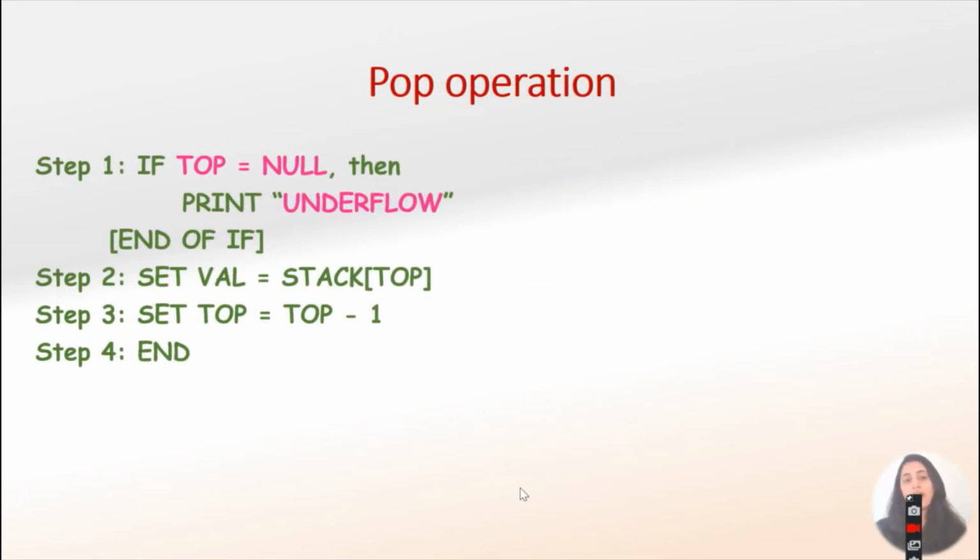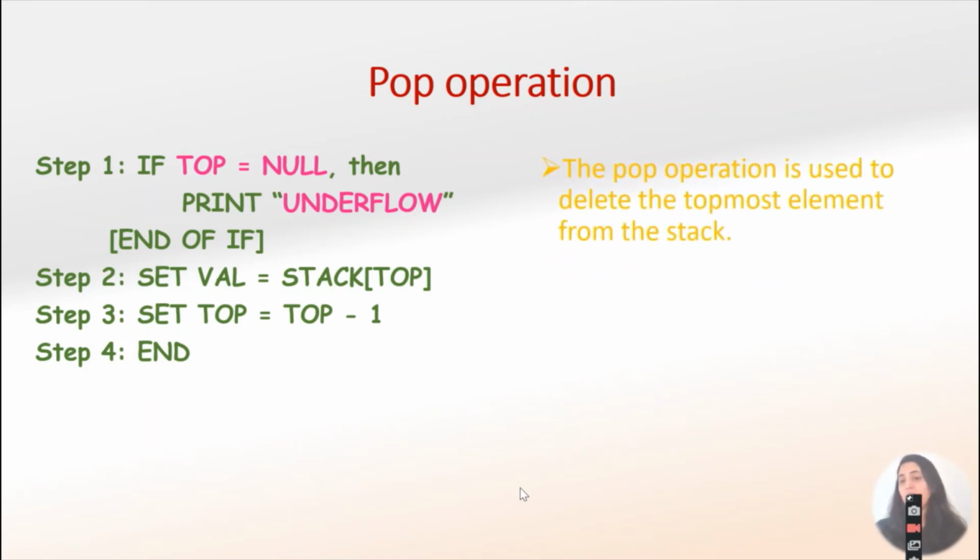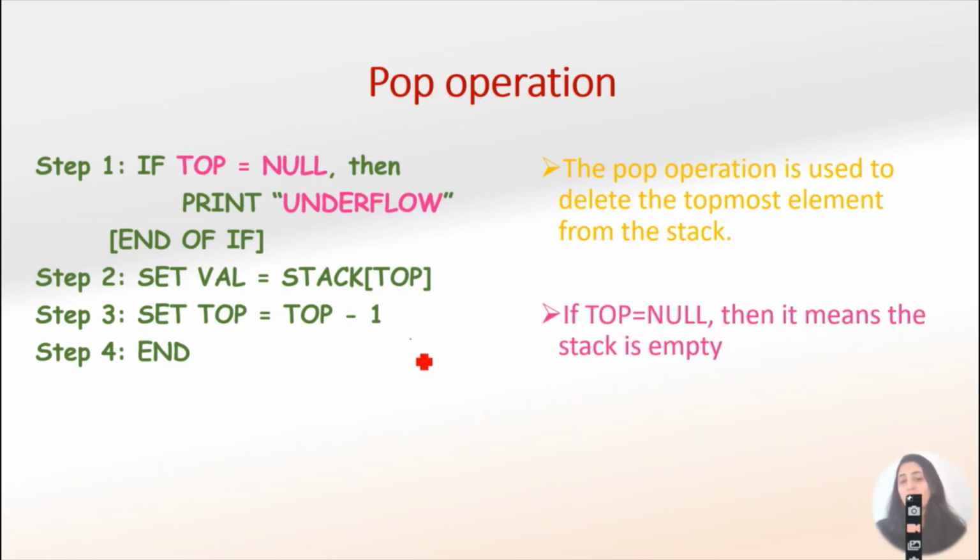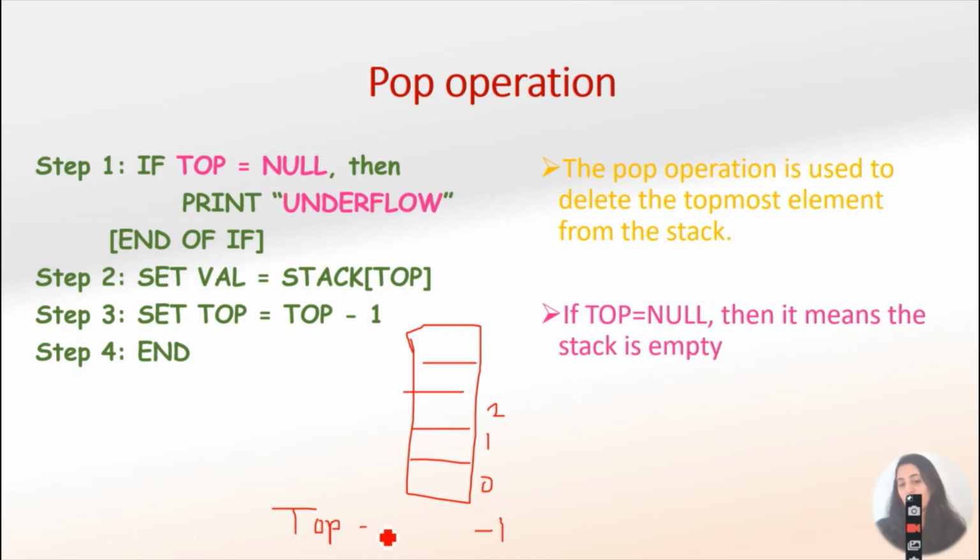Pop operation is the one in which we are going to remove something from the stack. So it is used to delete the topmost element from the stack. First of all, we'll check if my stack is completely empty. I cannot delete anything from my stack. So if I have a stack but my top is currently equal to -1, that means there is nothing in my stack. The stack is empty and I cannot delete. So if top is equal to null or it is -1, we say it is an underflow.